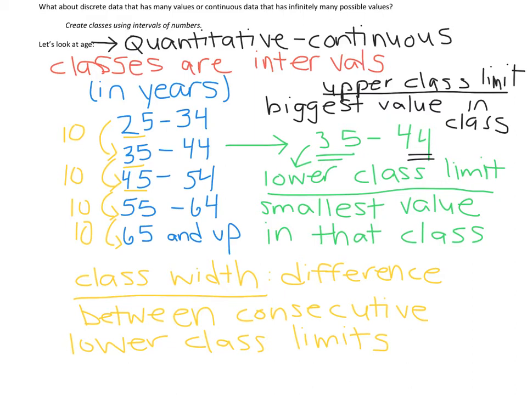A common mistake is to calculate the class width within a class. For instance, the incorrect answer would be 9 years. People will go 34 minus 25 is 9, but it's not. We do it vertically. We calculate the class width vertically. So 10, 10, 10, 10. The class width is 10.